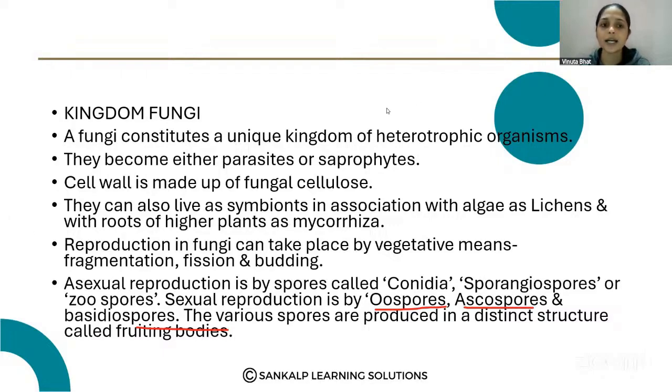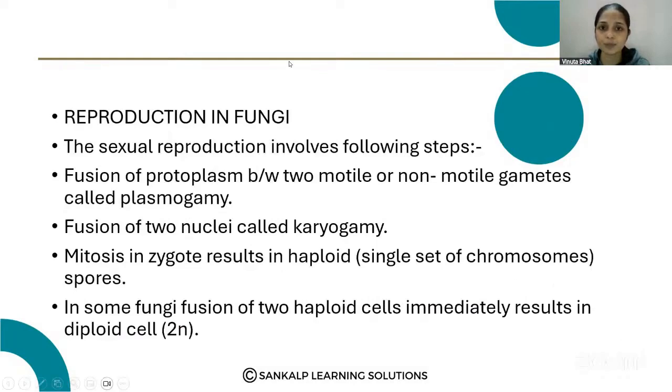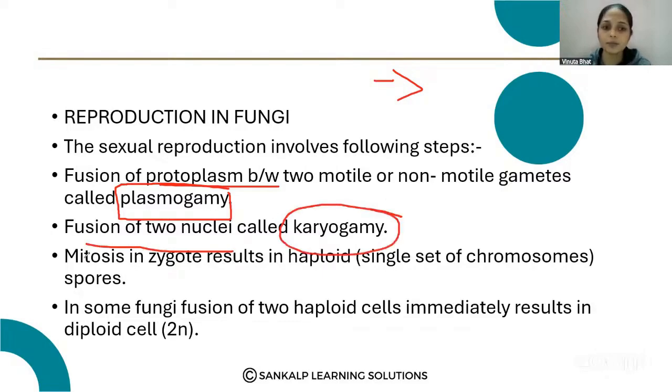Again, fungi are classified into different classes. Before that, reproduction in fungi involves mainly three steps. The first step is the fusion of the protoplasm, that is called plasmogamy. Then the fusion of the nuclei, that is called karyogamy. And then meiosis, not mitosis. Meiosis in the zygote results in haploid spores.